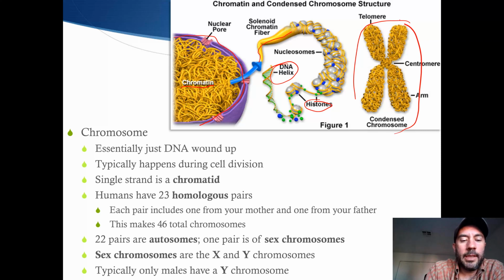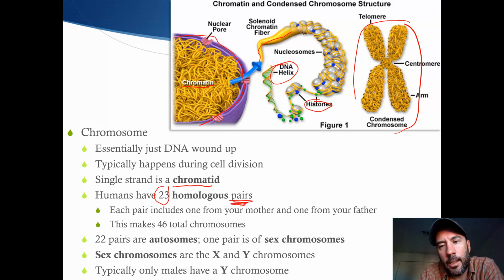So a single strand is a chromatid. A single strand of chromatin is a chromatid. Okay? And chromatids wind up and become chromosomes eventually. Now, as far as chromosomes go, humans have 23 homologous pairs. Homologous means that a pair is made up of the same.